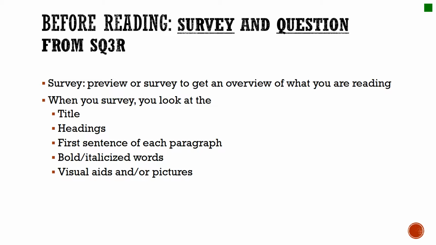You will look at the title of the article, essay, or chapter that you're reading. You will look to see if there are any headings or subheadings. You will look at the first sentence of each paragraph of what you have been assigned to read. Look at any bold or italicized words, and look at any visual aids and or pictures. The idea of surveying is to get an overview or a synopsis of what you are about to read. Okay, what topic am I about to read about?